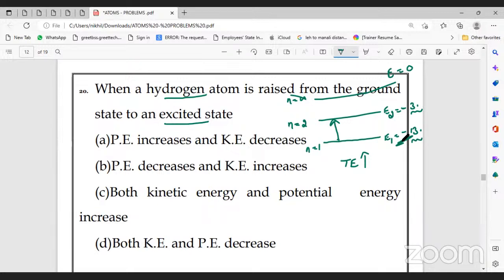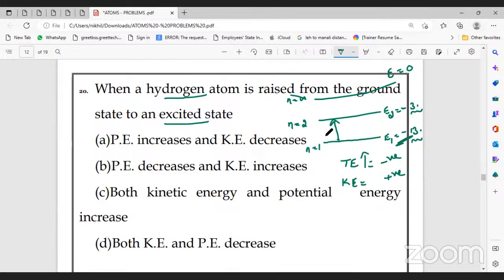So total energy is going to be increasing. You know that the total energy and kinetic energy are same. This total energy will be negative. Total energy and kinetic energy are same, but kinetic energy will be a positive value. So what is the kinetic energy in the first orbit? It is plus 13.6 electron volt.